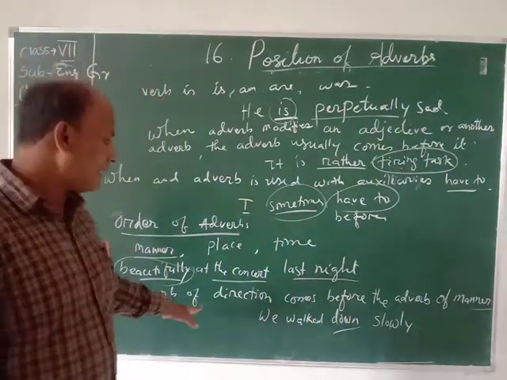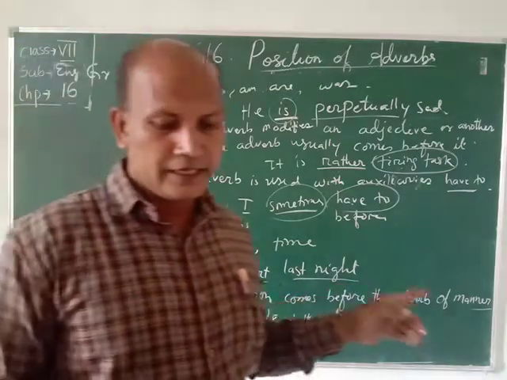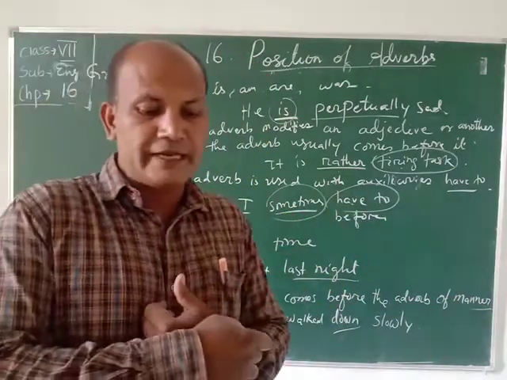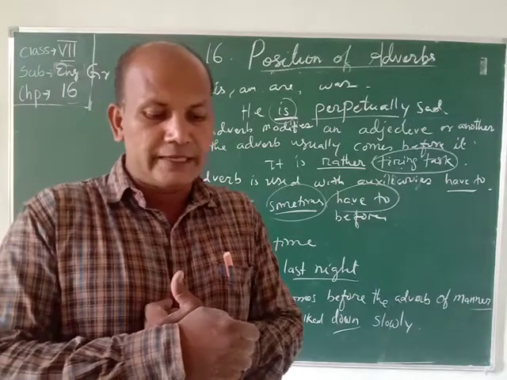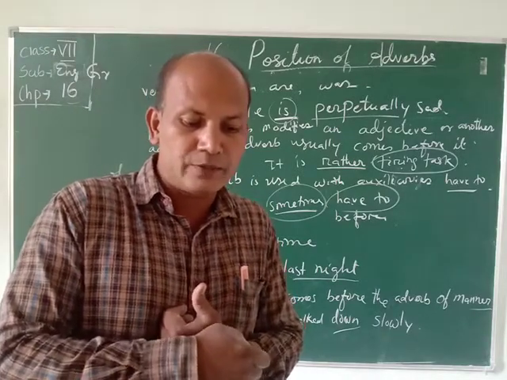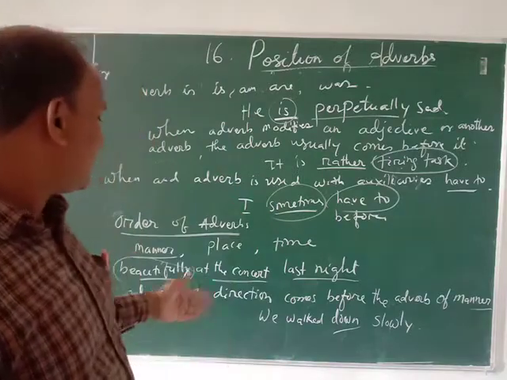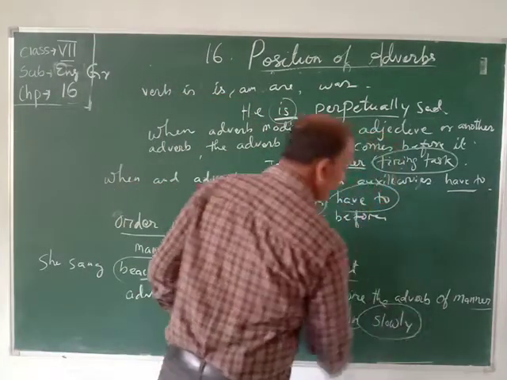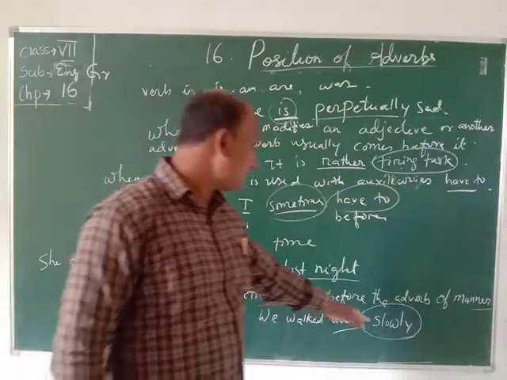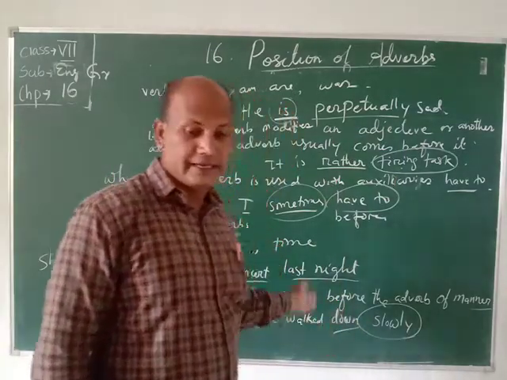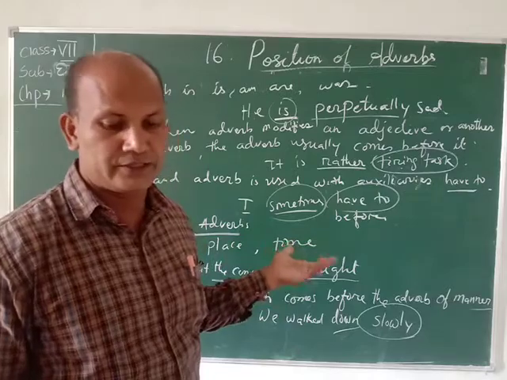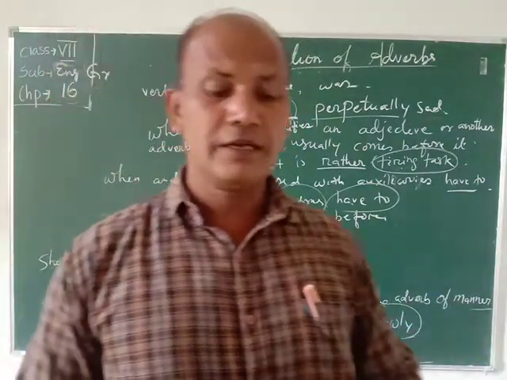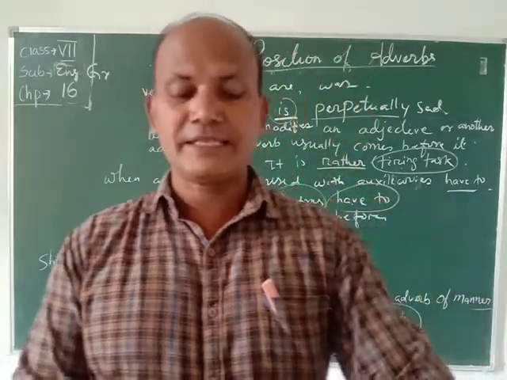Next one, adverb of direction. If the clause contains an adverb of manner and an adverb of direction such as down or out, the adverb of direction comes before the adverb of manner. Just like we walk down slowly. The adverb of direction comes before the adverb of manner, not the latter. So this is all about the rules.